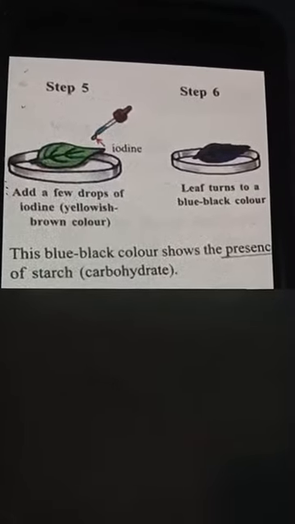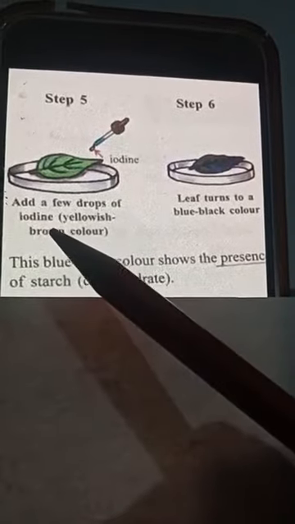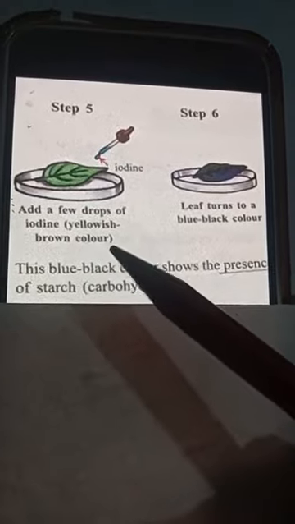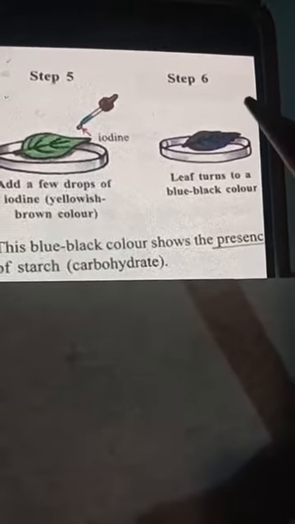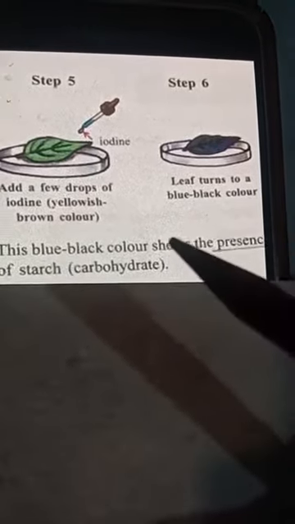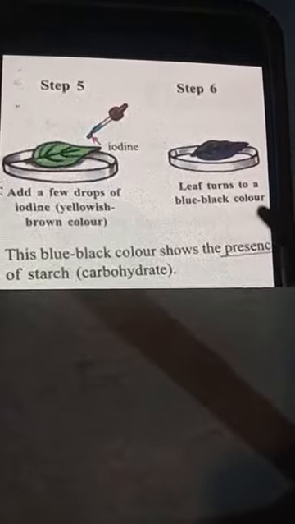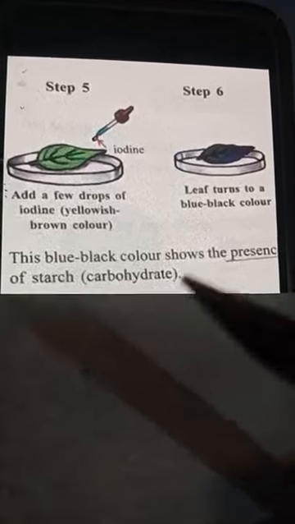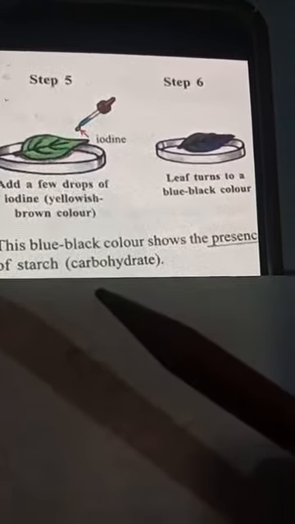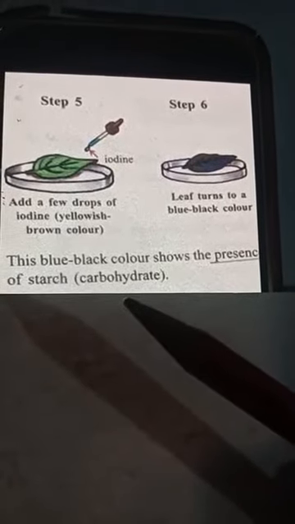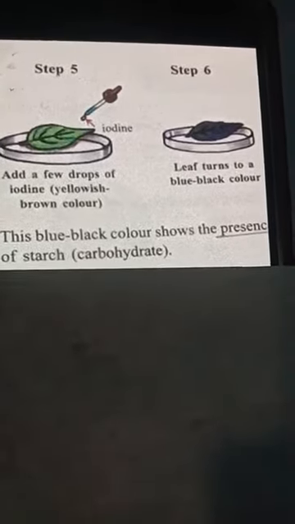Now step 5. Add a few drops of iodine, which is a yellowish brown color. Step 6, the leaf turns blue-black in color. After putting iodine, the leaf color will change into blue-black. This blue-black color shows the presence of starch, that there is starch in the leaf. Now, I hope you are understanding this activity.